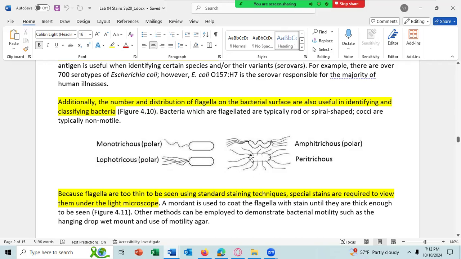Because flagella are too thin to be seen by standard staining techniques, special stains are required to view them under the light microscope.